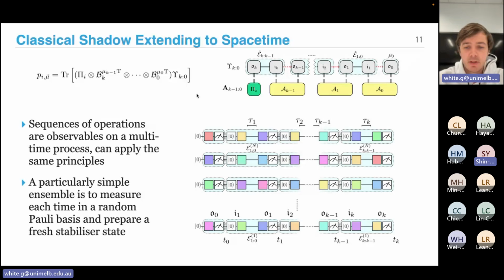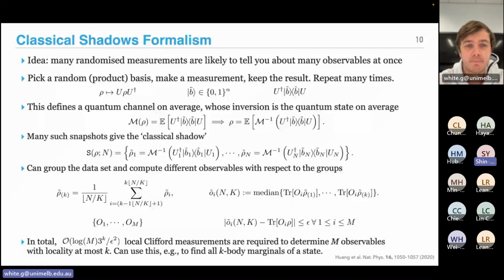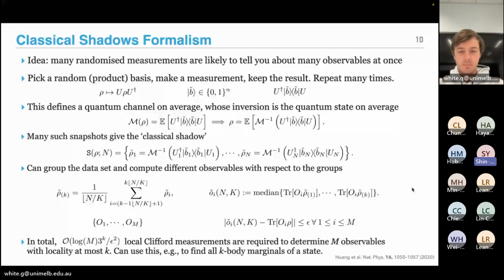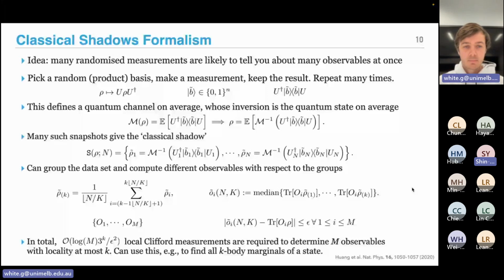So, hi, Greg. Could I just ask one question? Perhaps a naive question, but if you go back to the previous slide. On the definition that you say is the important one, that you can use these local Clifford measurements to obtain these M observables, you also state the locality at most k. I think perhaps I missed it. How do you define the locality here?